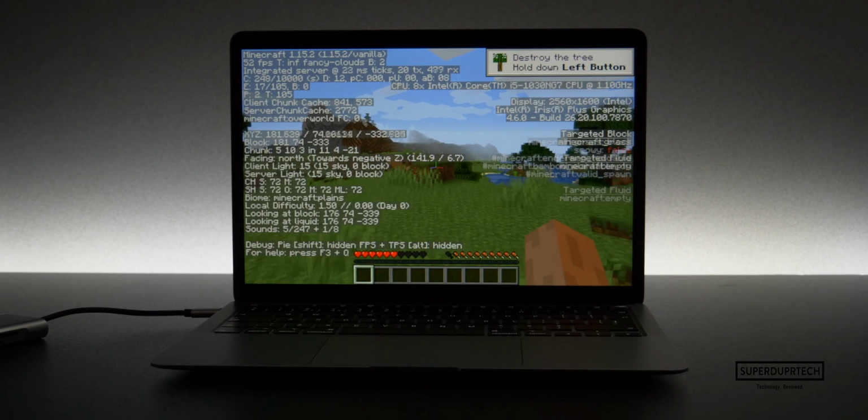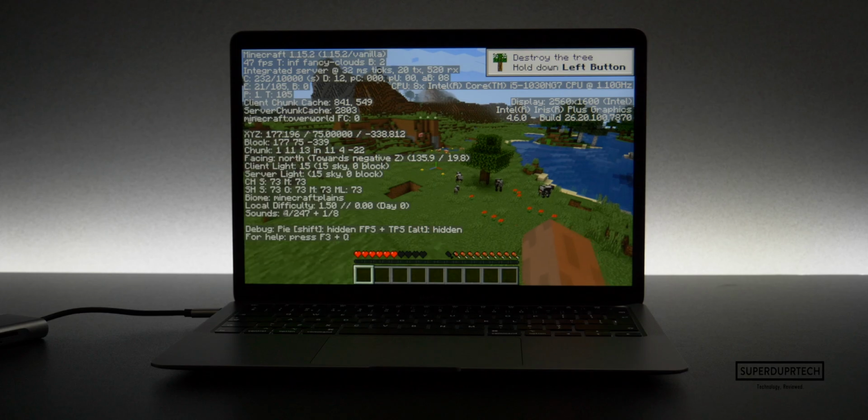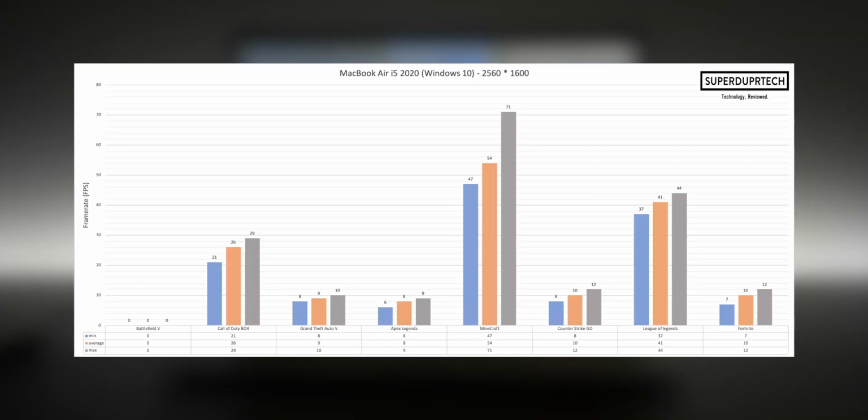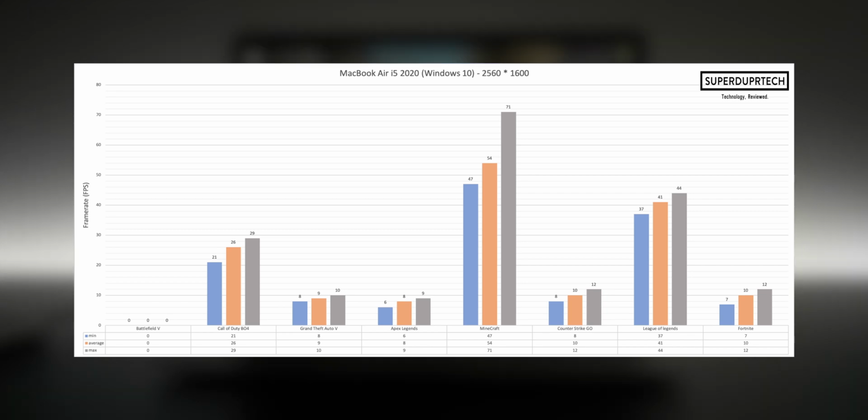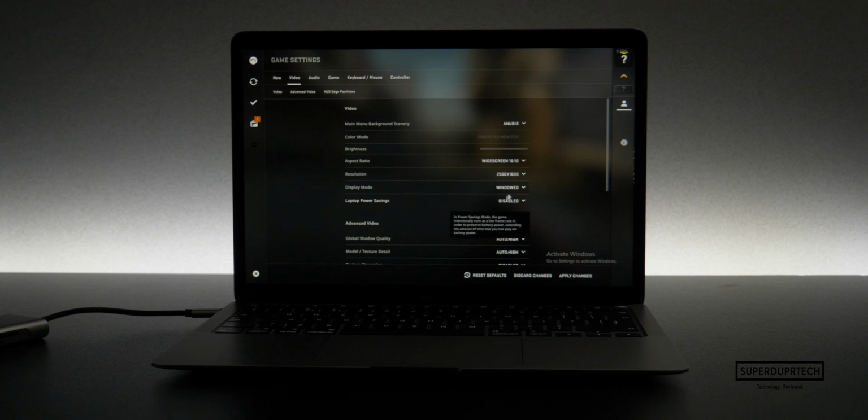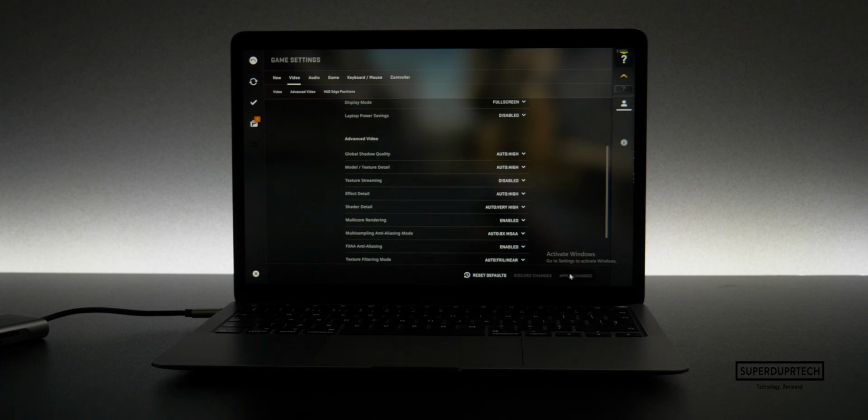Minecraft by far performed the best here, averaging over 50 frames per second, while League of Legends came in second with around 41 frames on average, while games like Apex Legends, GTA 5, CSGO and Fortnite performed similarly poorly, barely being able to reach an average frame rate of around 10 frames per second. But surprisingly, this is still a massive upgrade in performance over last year's model, which struggled to even average around 4 frames per second while playing Apex Legends, whereas now we're seeing an average of around 8 frames per second.